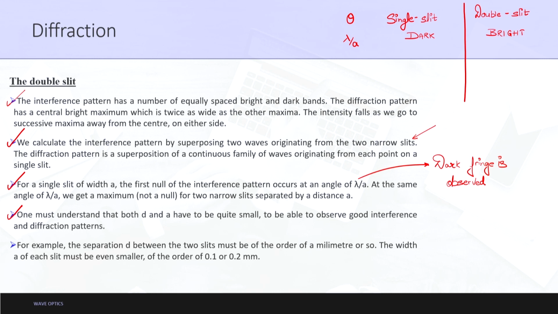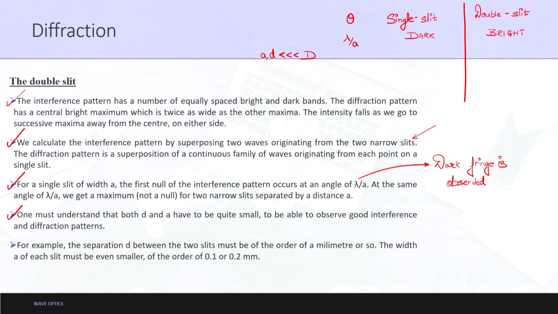This is the concept being talked about in the assumption when we started with the diffraction pattern, that the value of small a, small d, etc. is very much less than capital D. We also understood this using the example problem, when capital D is around, let us say, 1 meter, then the values of small a and small d are around millimeters, let us say 0.5 mm, 0.1 mm, etc. So the values of both d and a should be quite small. For example, the separation d between the two slits must be of the order of a millimeter or so. The width a of each slit must be even smaller, of the order of 0.1 or 0.2 mm. So it should be of the order of millimeters only.